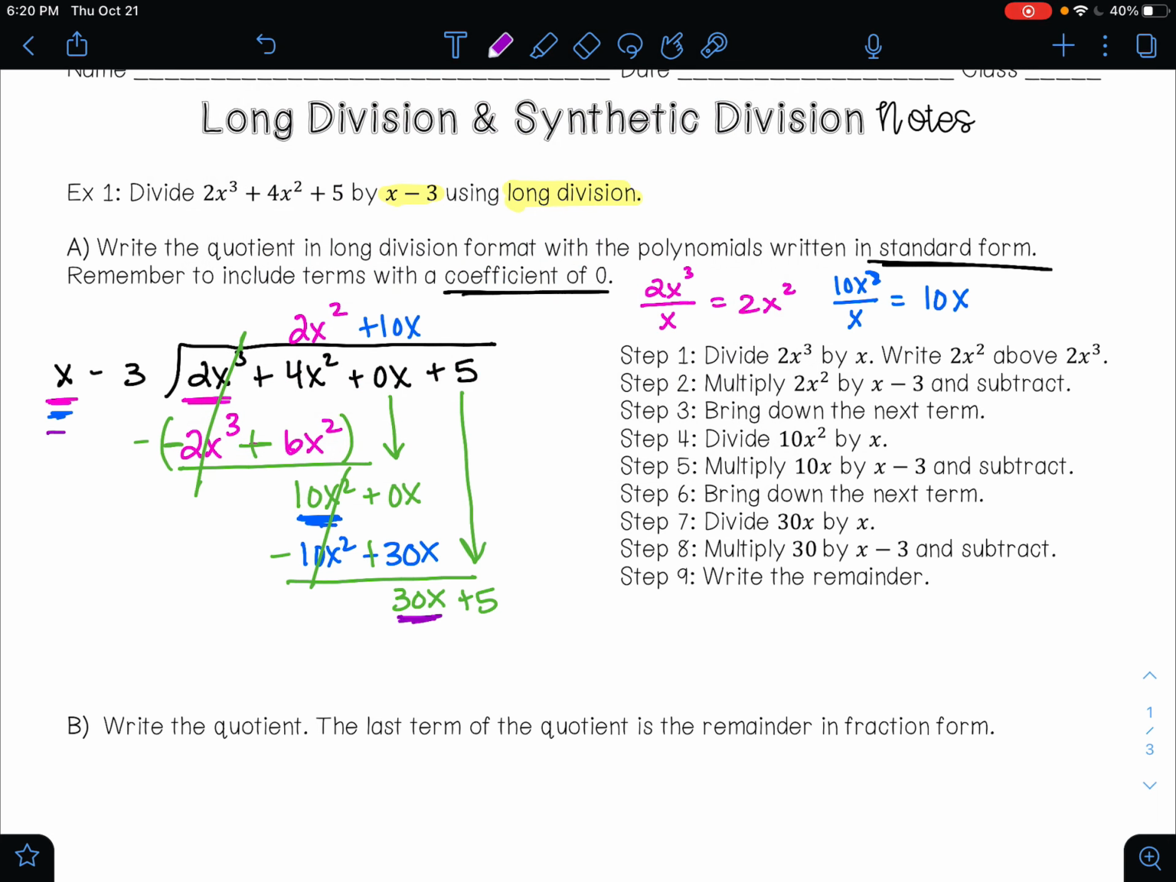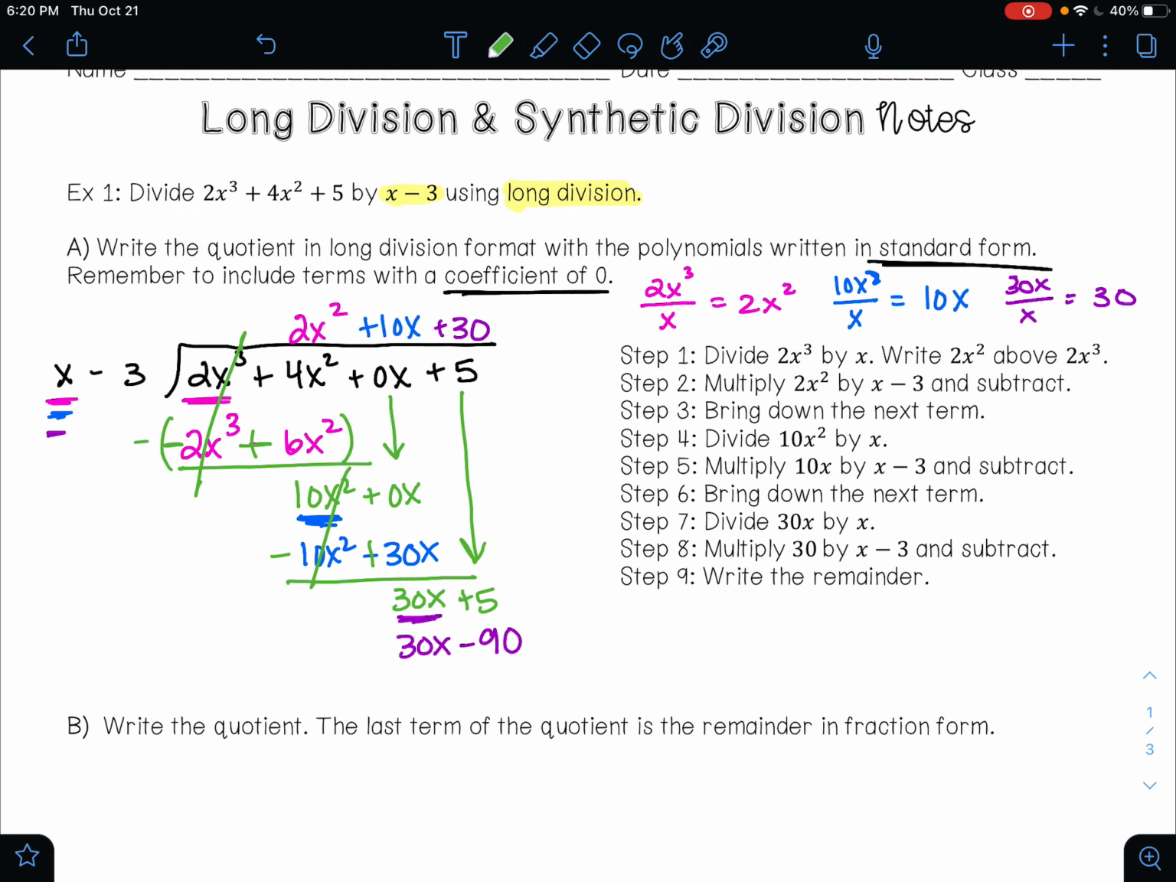30x divided by x is 30, so I'm going to have plus 30 on top. Again, notice how my constants are lined up, my x's are lined up, and my x squareds are lined up. 30 times x is 30x, and 30 times negative 3 is negative 90.